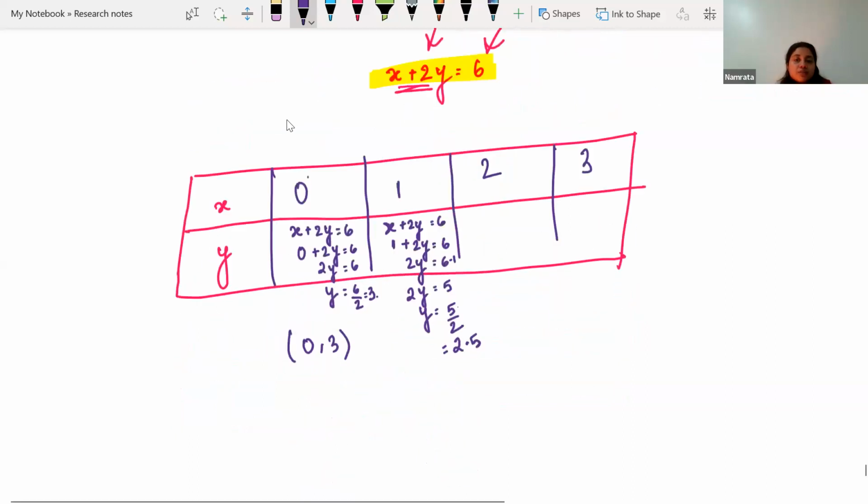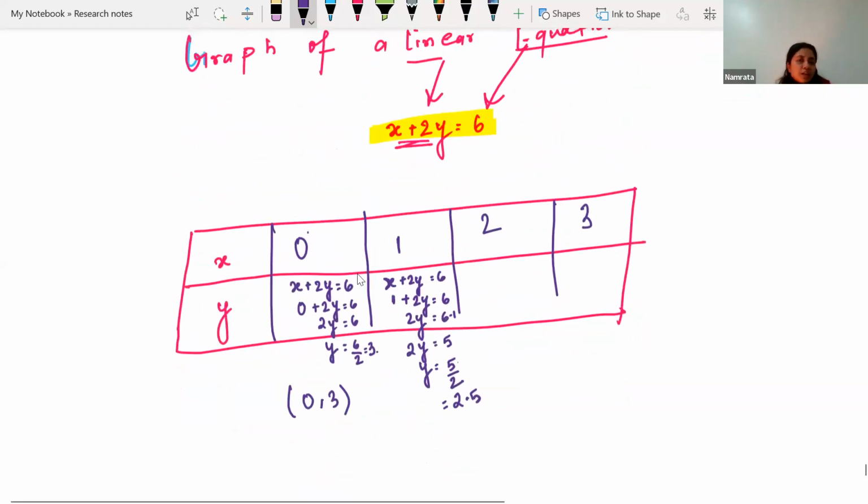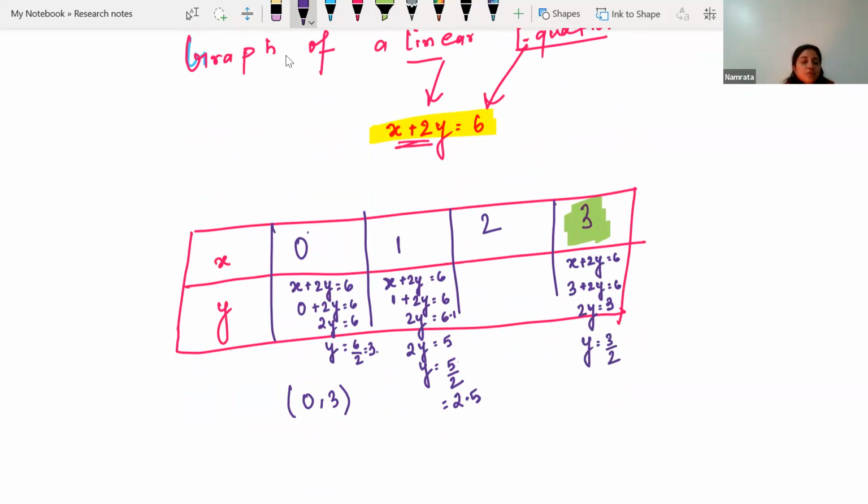We will always try to get such numbers which will be easier to locate on the coordinate axis. Suppose you have taken a random x value, let's say 3. If you calculate the y value, our equation is x plus 2y is equal to 6. So 3 plus 2y is equal to 6, 2y is equal to 6 minus 3, that means 3, and y will be 3 by 2. What is the point? The point is x is 3 and y is 3 by 2.